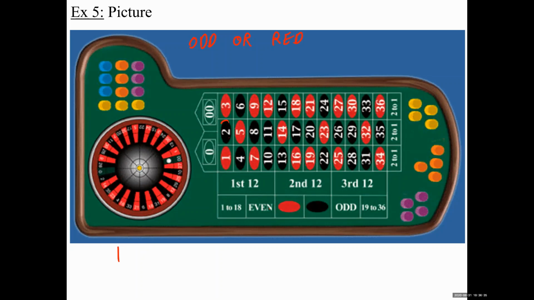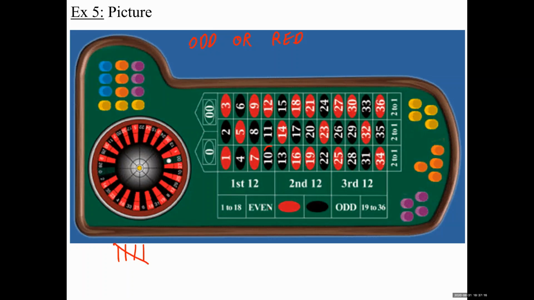Okay, how about 2? Do we count 2? No. How about 3? Yes. Why? Because it's odd and red. But it doesn't have to be odd and red, okay? As long as it's one or the other. The fact that it's odd means we count it, or just the fact that it's red. Because it's both, even better. 4 we don't count because it's not odd, it's not red. 5 we count because it's odd, also because it's red. 6 we don't count. So I'm just going to go one slot at a time. 7, we count because it's odd. We don't count 8. We count 9 because it's odd. That's 5 things so far.